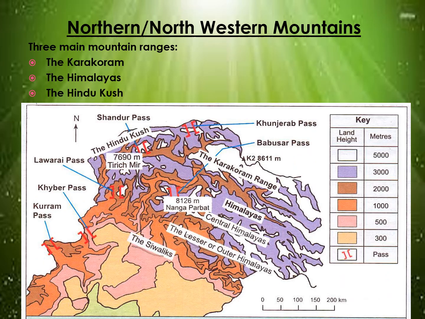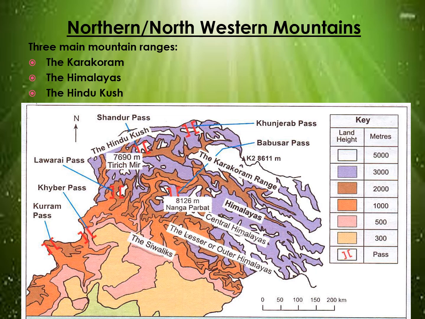So let's start with the north and northwestern mountain ranges. There are three main mountain ranges. To the north, northeast and northwest of Pakistan, there lie three ranges called Karakoram, Himalayas and Hindukush. So you can see over here their location on the map of Pakistan.